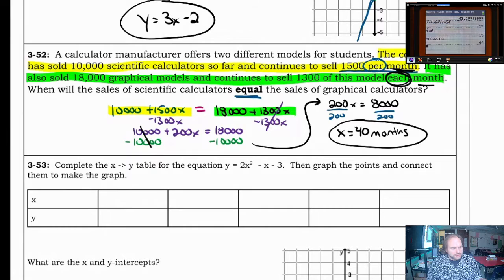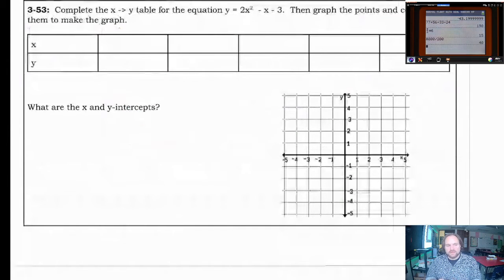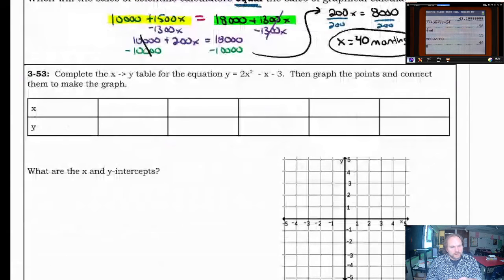353 is the last question here. This is going to be one that, if you know how to use the graphing calculator, will be a very easy problem to do. We're going to make an xy table for this equation, 2x squared minus x minus 3, and then graph the points. I'm just going to do -2, -1, 0, 1, and 2, just to see what's going on in this thing.